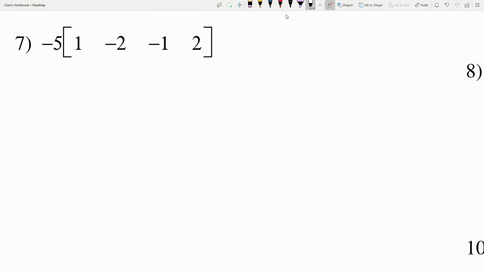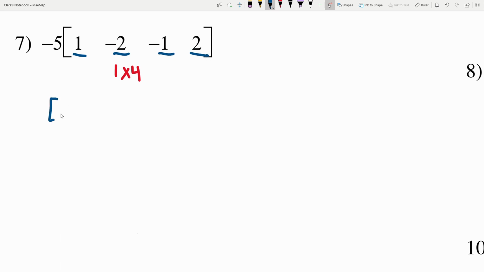In number 7, I'm scaling my matrix negative 5 times. In my matrix I only have 1 row and 1, 2, 3, 4 columns, so this is a 1 by 4. My result when I multiply by a number, scaling it, will just be the same size, so I'll still have a 1 by 4.